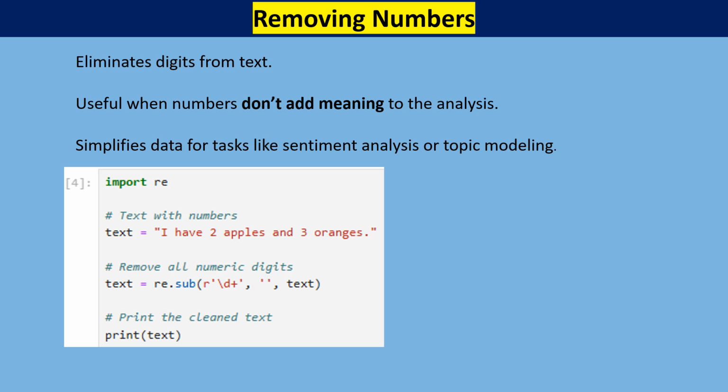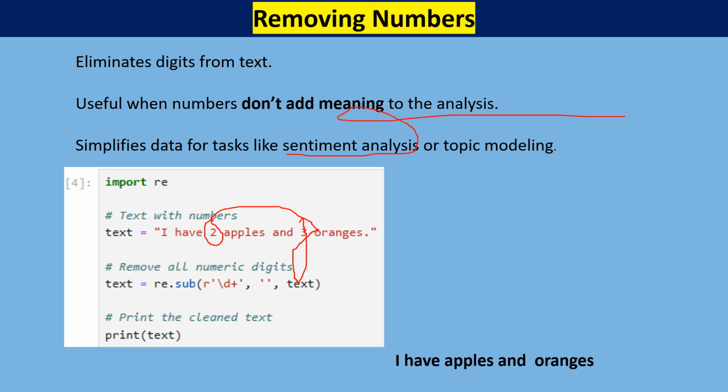Removing numbers. Eliminate digits. Numbers can carry meaning in some contexts, e.g. dates, prices, quantities. However, in many NLP tasks, especially sentiment analysis, emotion detection, or topic modeling, numbers often do not provide semantic value. Removing numbers helps reduce noise in text and simplifies tokens, focusing analysis on words and context.